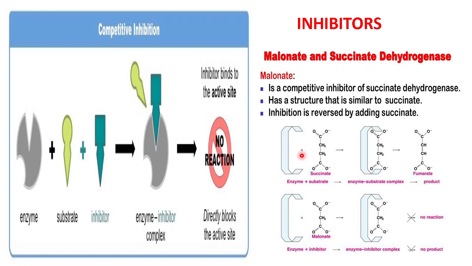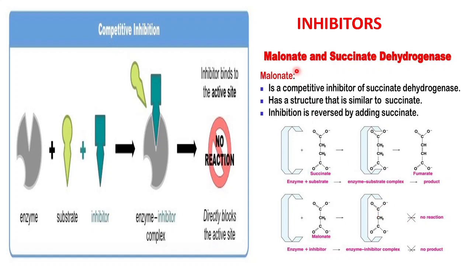It should get attached to succinate, form an enzyme-substrate complex, and then the product will be released, which is fumarate, fumaric acid. This is succinic acid, fumaric acid. But because succinic acid and malonic acid, malonate, both have similar structures, what happens is that in place of succinate, malonate goes and binds. It blocks it, no reaction, because succinate does not have any space to bind with the enzyme. So consequently, no reaction or no product.